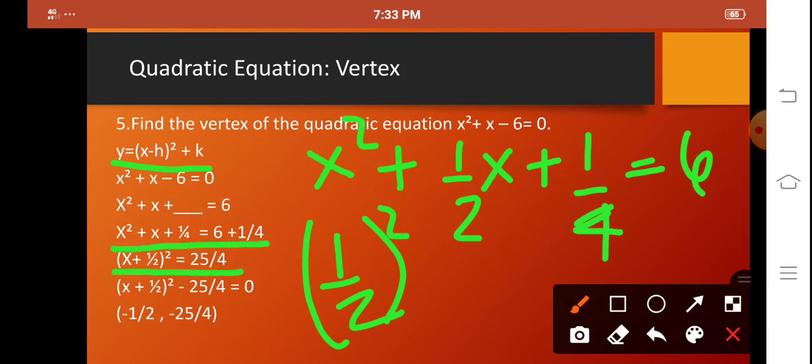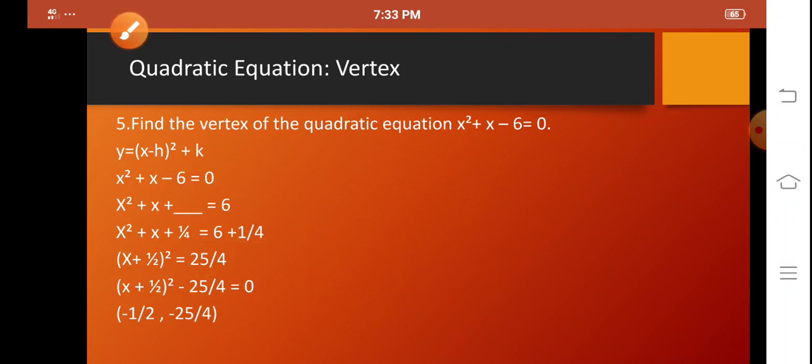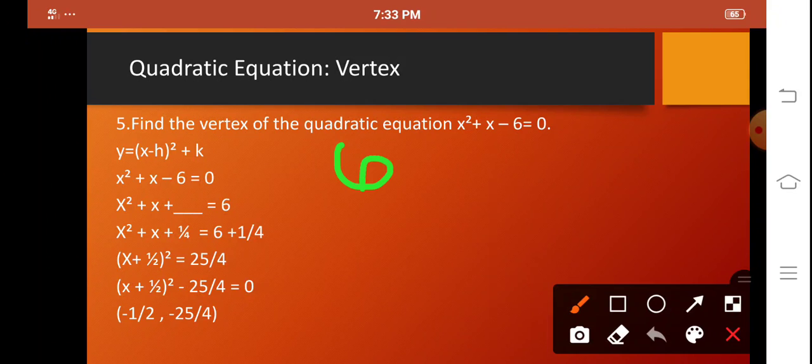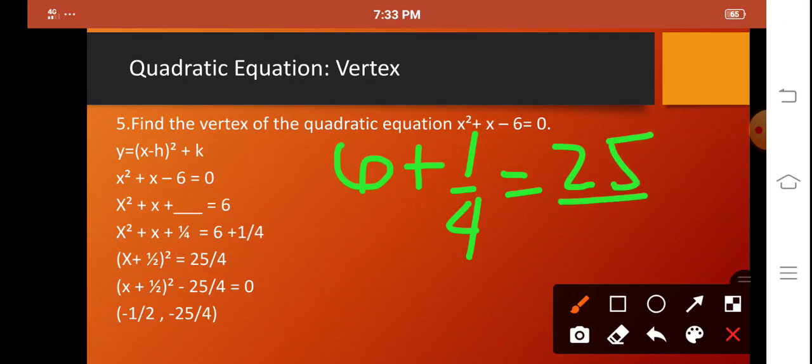How do we get 25 over 4? We have 6 plus 1 over 4, which is 4 times 6 is 24, plus 1, it's 25 over 4. Then write this equation into this form, so we get this one. By additive inverse, we get the square of the quantity x plus 1/2 minus 25 over 4 is equal to 0.